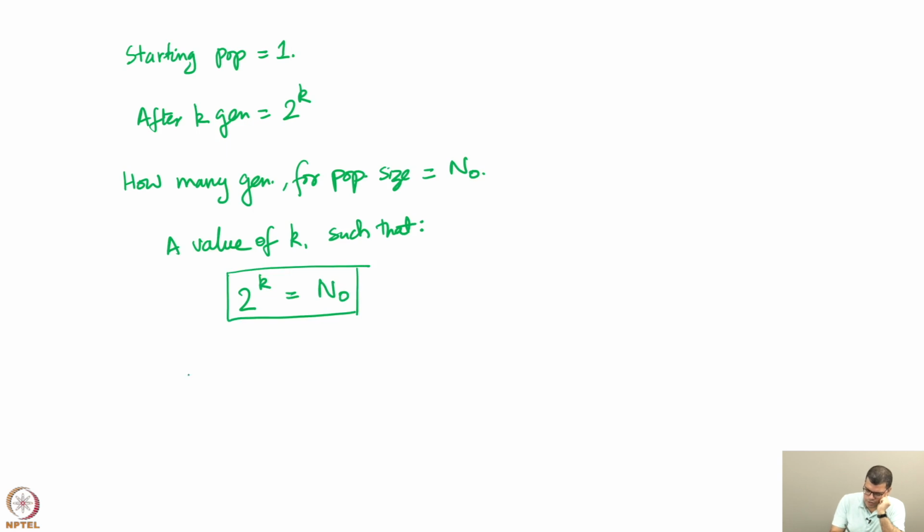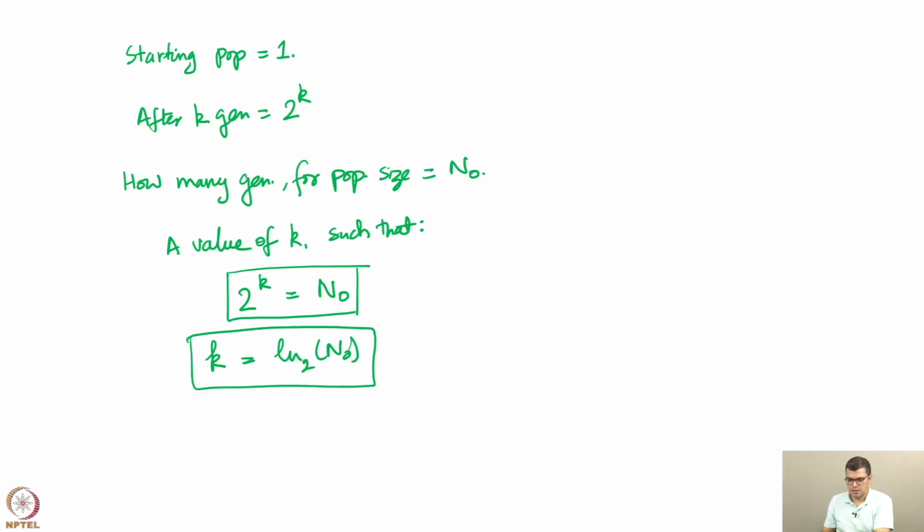And if we just do this, we can take log of both sides, log to the base 2, we get k equal to log of n naught base 2, and that is it. So, suppose we were asking how many generations does it take to go from 1 to 100? The answer is simply log base 2 of 100, which if you work it out is 6.67.